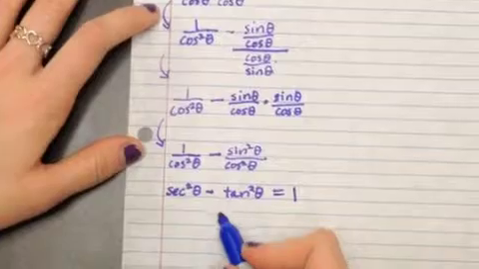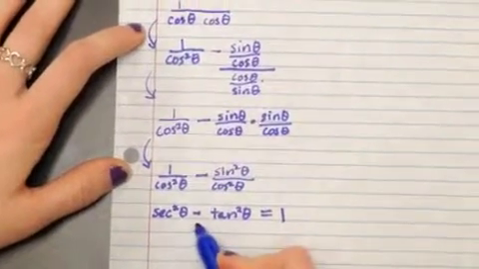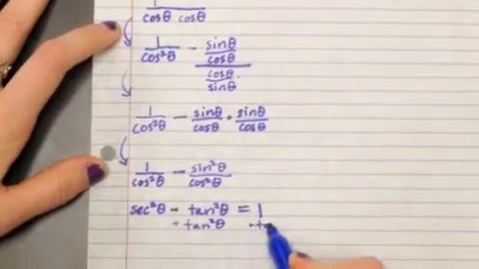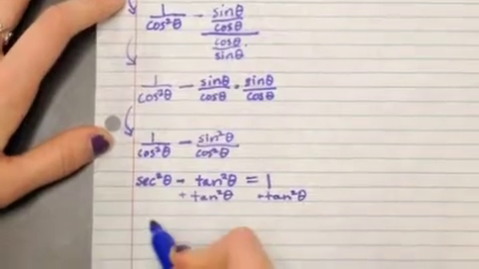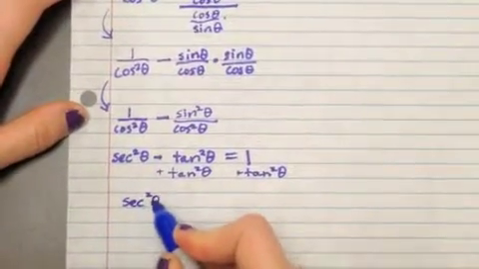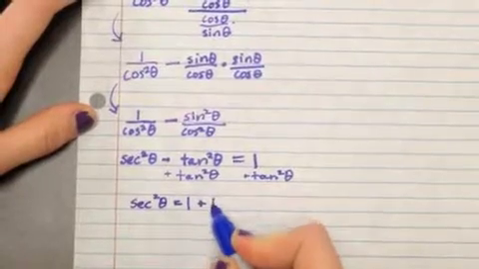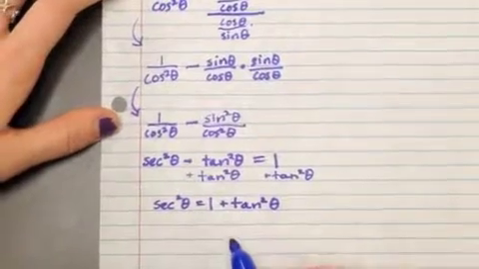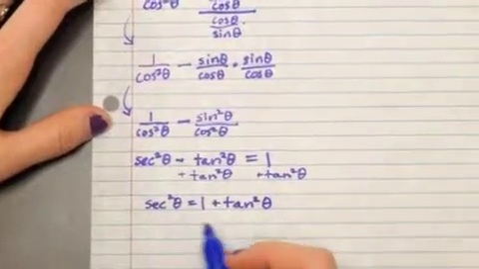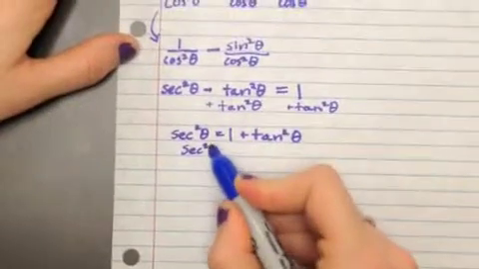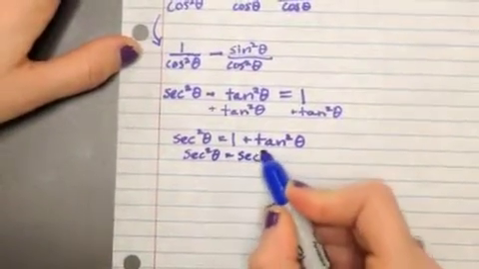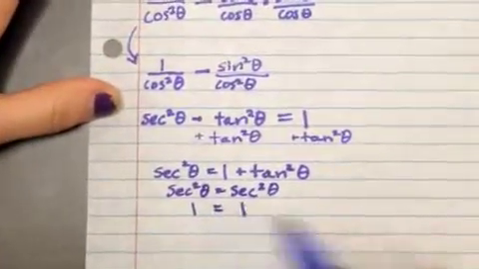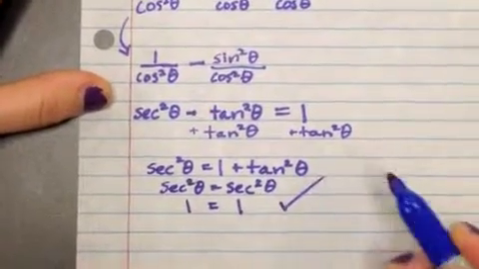And now what you can do is, to get secant squared theta by itself, you can add tan squared theta to both sides. And you get secant squared theta equals 1 plus tan squared theta. And this is also a trig identity. And so, since we know that secant squared theta equals secant squared theta, which is the same as 1 equals 1, we have proved it.